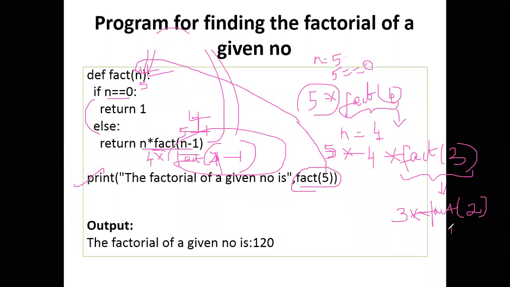Again you have to expand this. So it becomes 2 into fact of 2 minus 1, that is into 1. So again, how will you expand this? Again it comes to fact of 1. So what happens? You just tell me this one, fact of 1.